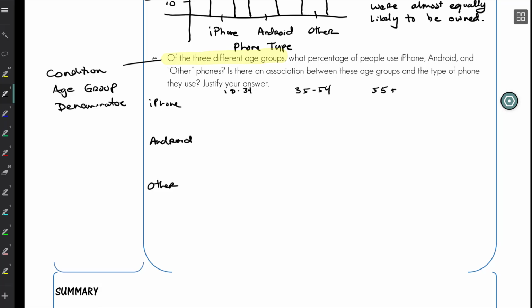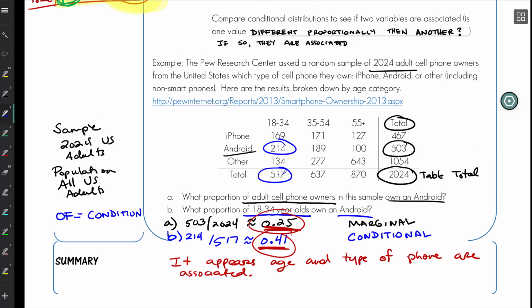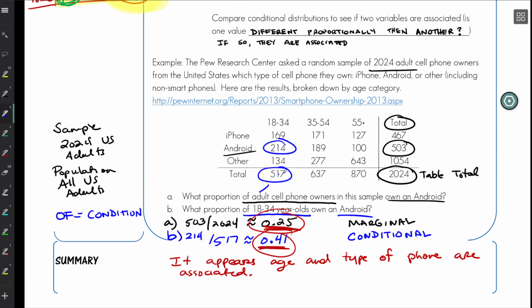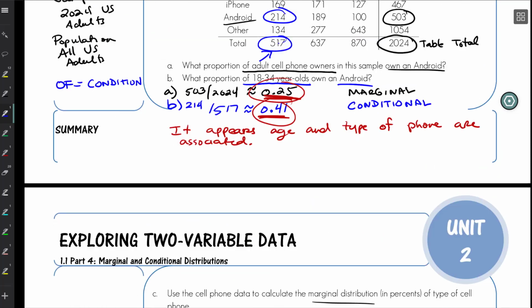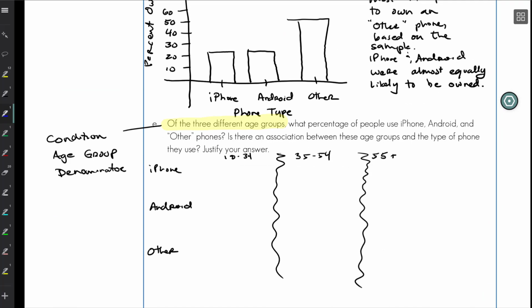And the first thing that I want to do, I'm going to divide this out a little bit, is I want to see what's my denominator for each one of these different sections, okay? So I need to find out how many 18 to 34-year-olds there are, and that's going to be in my first column. There are 517 18 to 34-year-olds. So that's going to be the denominator for every one of these fractions that we are going to work with. So that's out of 517, that's out of 517, and that's out of 517.